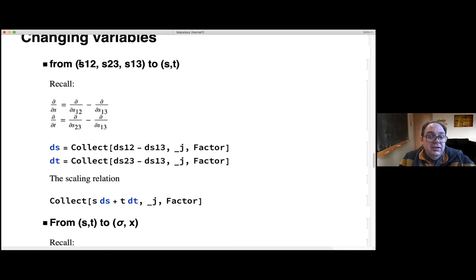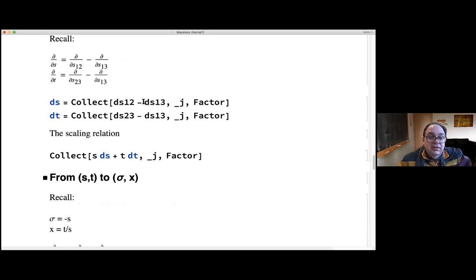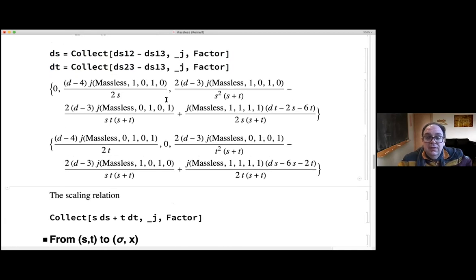Well, now we still have to fold in that P1 to P2, P2 to P3, P1 to P3 are not independent, but S and T are independent, and U is minus S minus T. The change of variables were given in the lecture, so I can just plug them in. So the derivative with respect to S should be the derivative with respect to S12 minus the derivative with respect to S13, and the same for T. That's what I get.